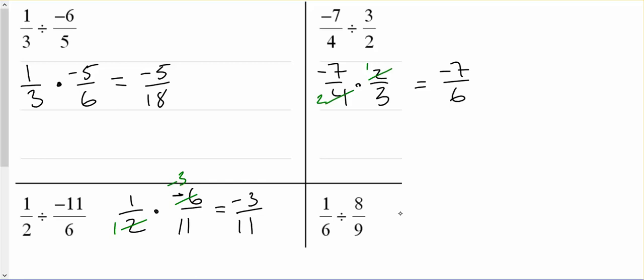Our last one, 1/6 times 9/8. We can simplify again. 3 goes into 6 twice, 3 goes into 9 3 times, and so we're left with 3 over 16. So that's our warm-up.